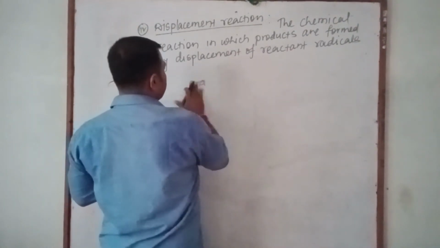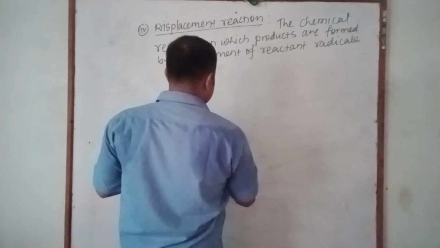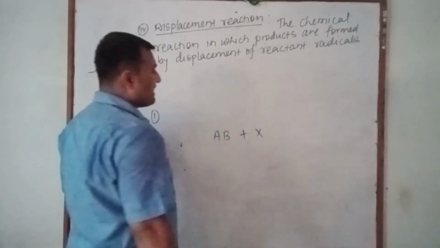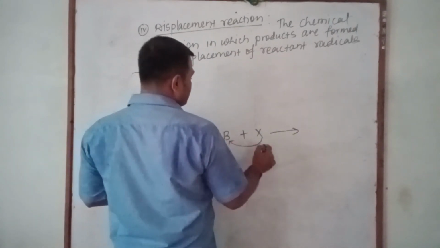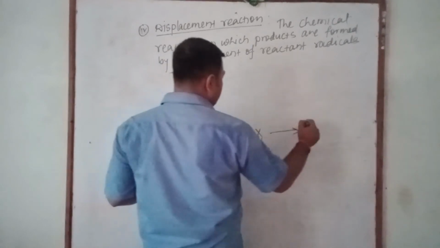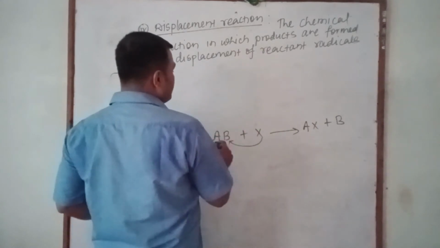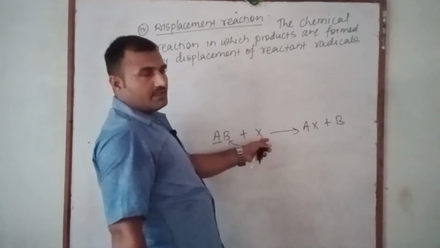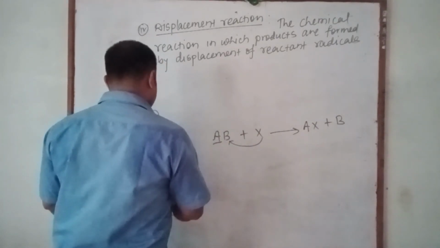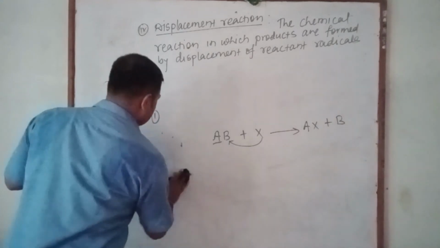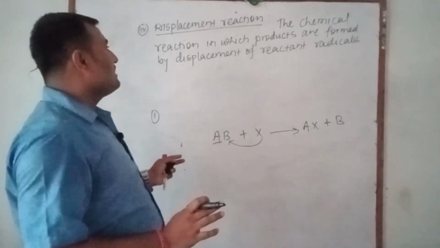As an example, AB is a compound and it reacts with X, and it gets displaced and forms AX plus B. Or A, any one radical, may get displaced by another reactant, then it is called single displacement. If both reactant radicals get displaced by each other, then it is called double displacement.